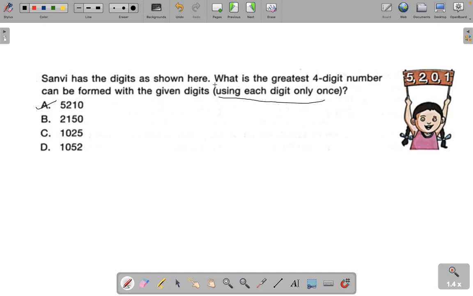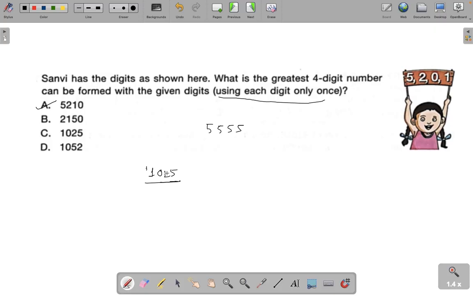What about if you could repeat the digits? If you are allowed to repeat the digits. 5. Yeah, 5. Now again the same question, but you have to find the smallest 4-digit number. Sir, 1025. 1025. So this is with repetition, right?